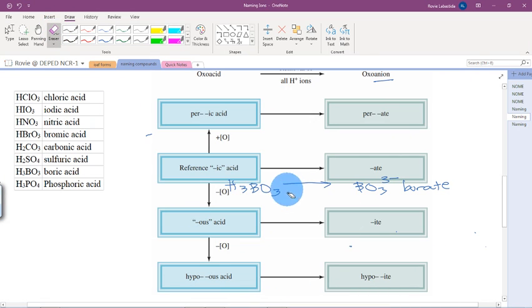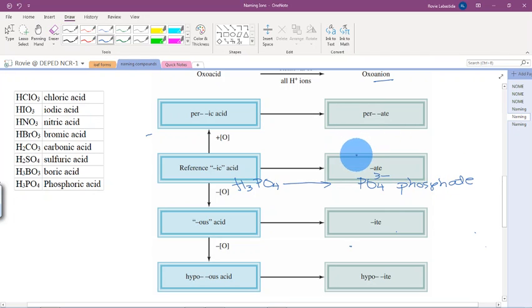Now let's derive the polyatomic ions from phosphoric acid. Okay. So for phosphoric acid, the formula is H3PO4. So if we remove the hydrogen atoms, it will become PO4 3 negative. Alright, and this is called phosphate.